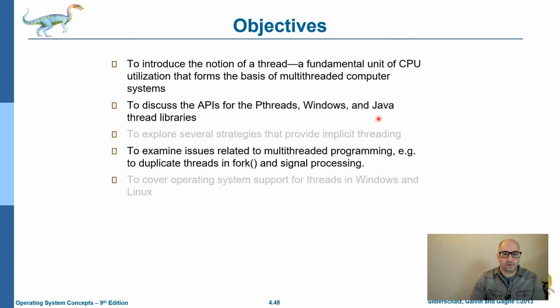Just to revisit, our objectives for this lecture are to understand what a thread is, and then describe the APIs available for users of threads on a system. Then, what is implicit threading, not necessarily how we might implement it, but what we can use. And then talk about a couple of the multi-threaded issues, such as duplicating threads in fork and signal processing.